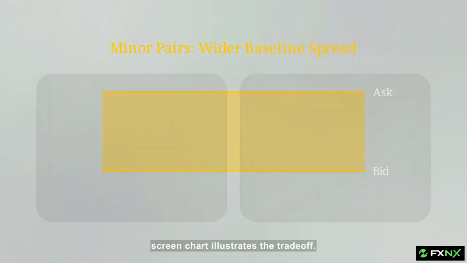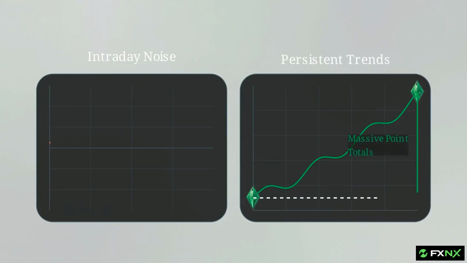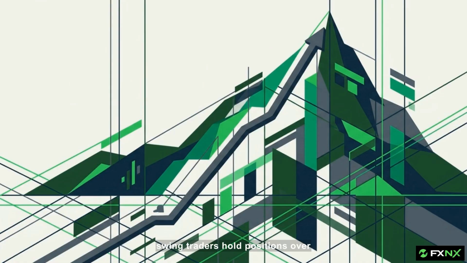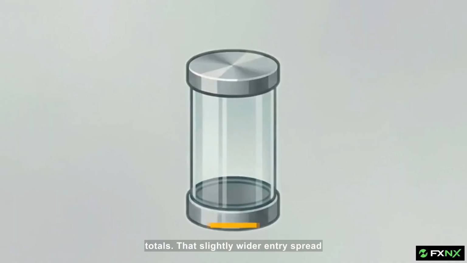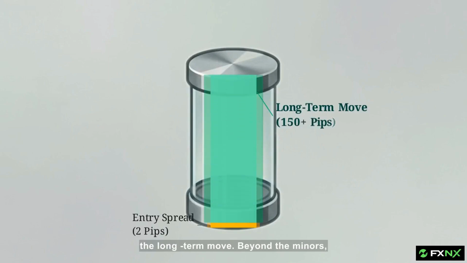This split screen chart illustrates the trade-off. On the right, we see the strategic benefit. When you isolate two specific regional economies, the resulting price action often develops into smooth, persistent trends that last for weeks, cleanly reflecting shifts in local interest rates. Because swing traders hold positions over these extended periods, they are capturing massive point totals. That slightly wider entry spread is easily absorbed by the sheer size of the long-term move.